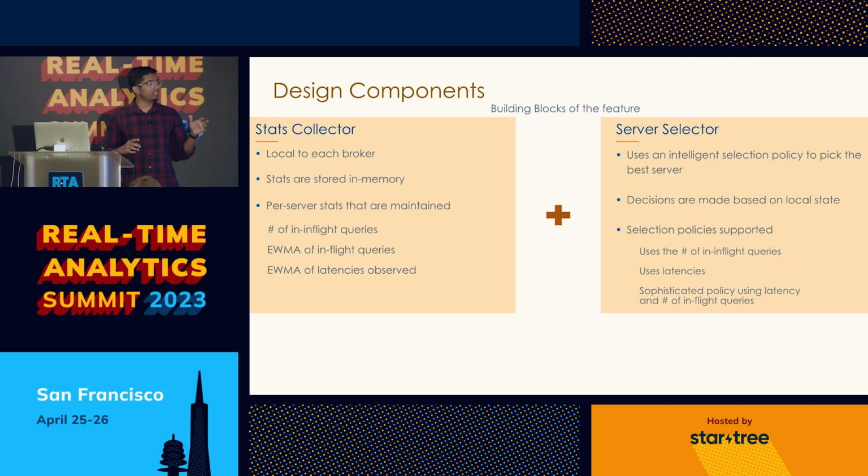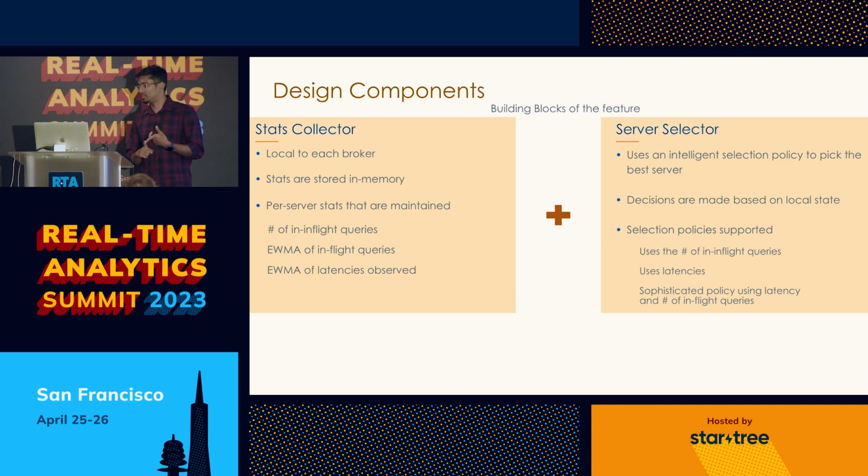And again, in our open source implementation, we already have provided support for a bunch of server selection policies. We have about 3 policies now. The first policy is purely based on the number of in-flight queries that a server is processing. So it's pretty naive. What it does is it routes the query to the server that has the least number of ongoing queries. The second policy that we have is based on latencies. It routes the query to the server that is seeing the lowest latency times.